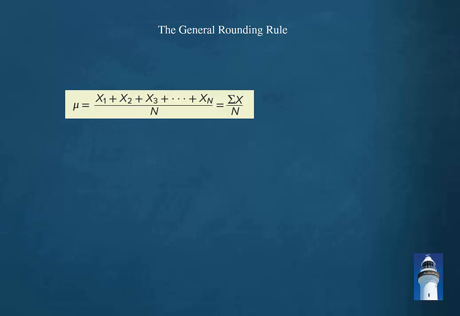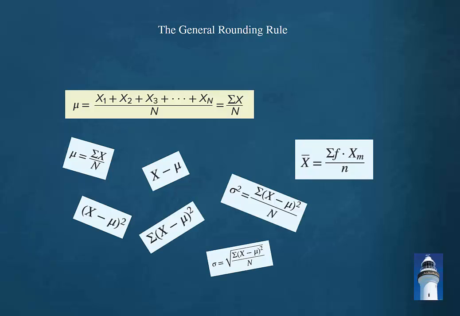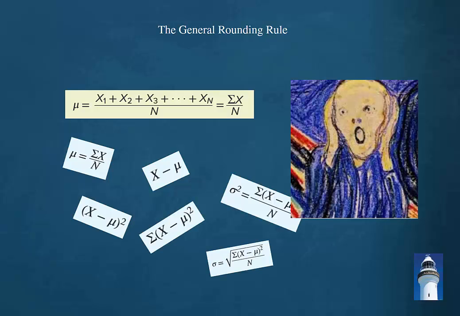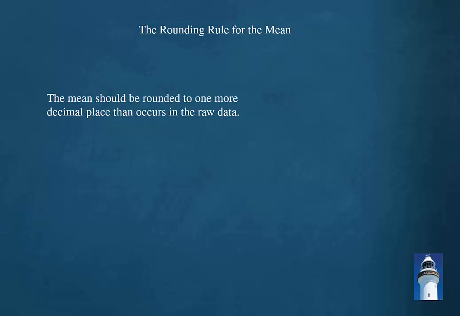In the process of calculating statistical measures, frequently there are intermediate steps that must be carried out. It is important, whenever possible, that no rounding should be done during these intermediate steps. So in general, rounding should be reserved for after the final calculation has been made.